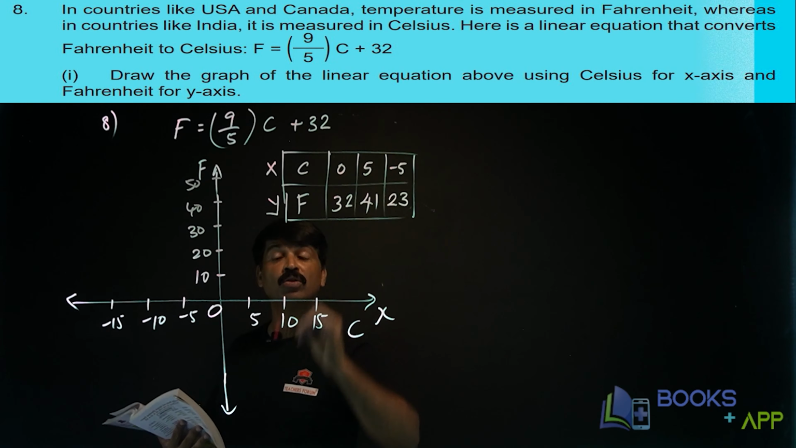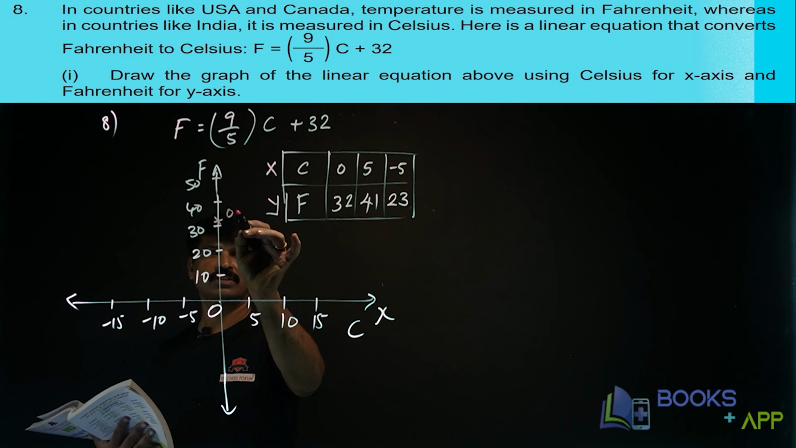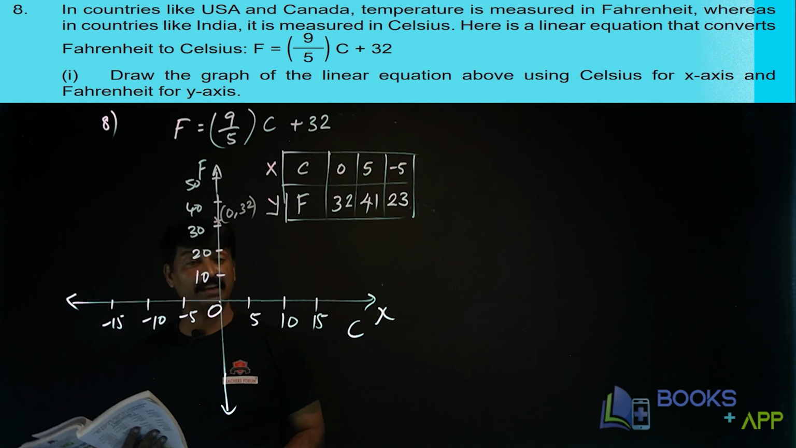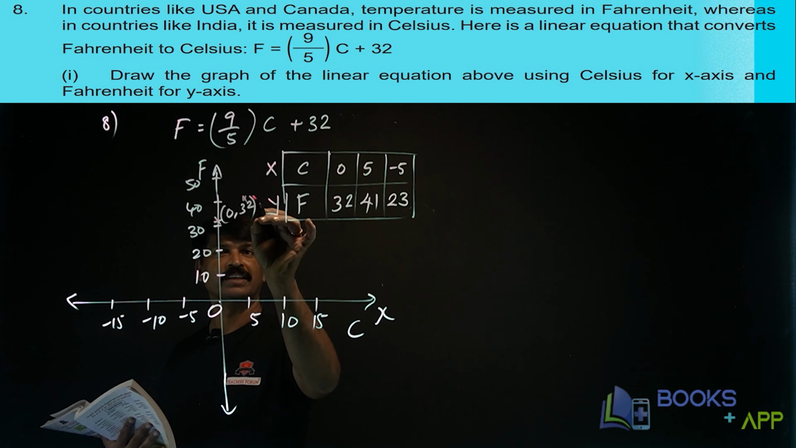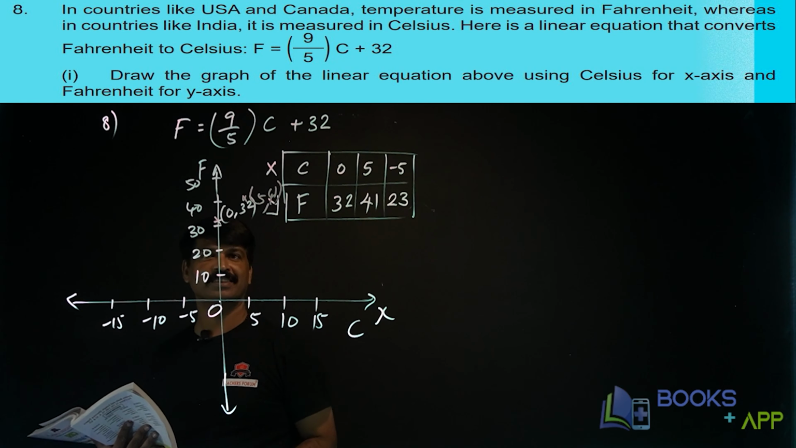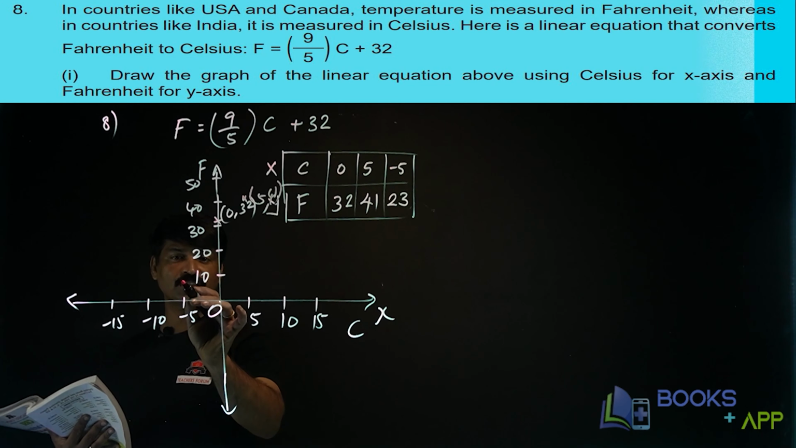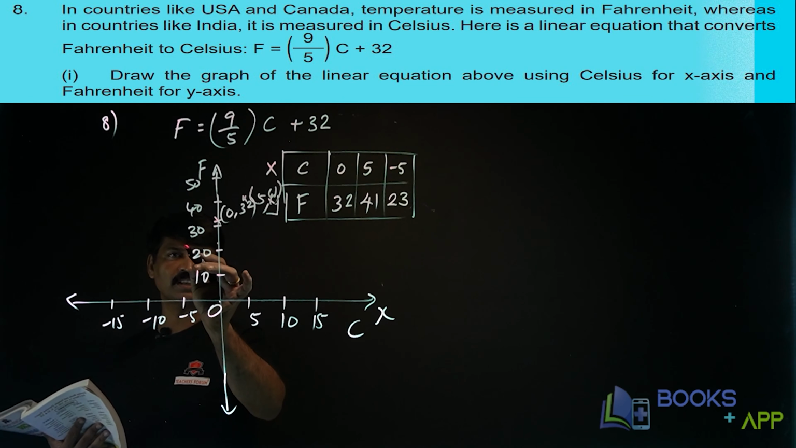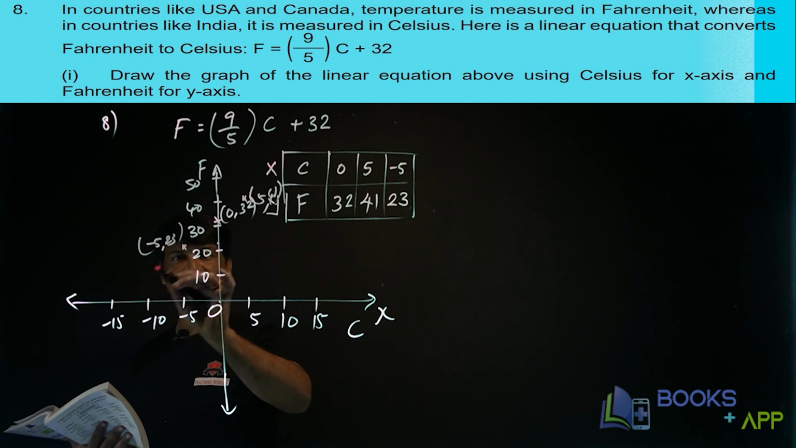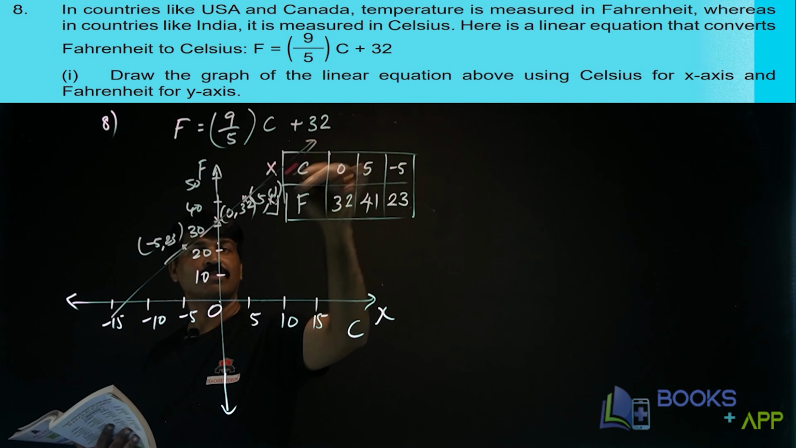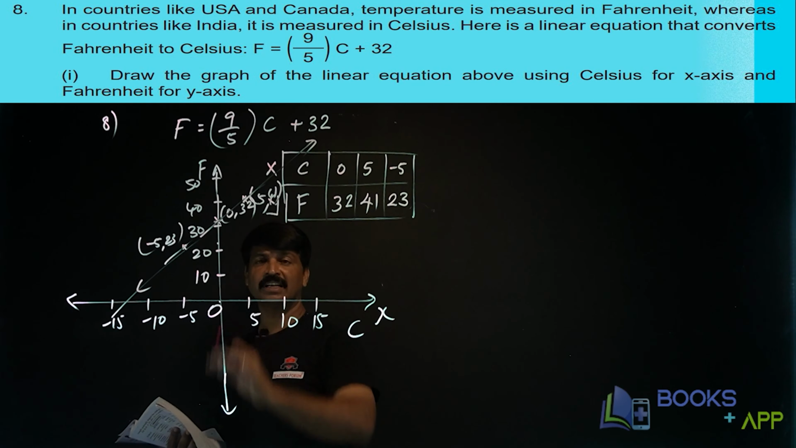Now where will be (0, 32)? This is 0, where is 32? Yes, 32 will be somewhere here. So this will be (0, 32). Next one is (5, 41). X-axis 5, y-axis 41. Yes, just above 40. So this will be (5, 41). Now next one is (minus 5, 23). This is minus 5. 23 will be in between 20 and 30, around here, isn't it? So this is (minus 5, 23). So you got all the points in a straight line, and when you draw, what will you get? You will get a straight line. So our graph is correct. So this is the graphical representation.